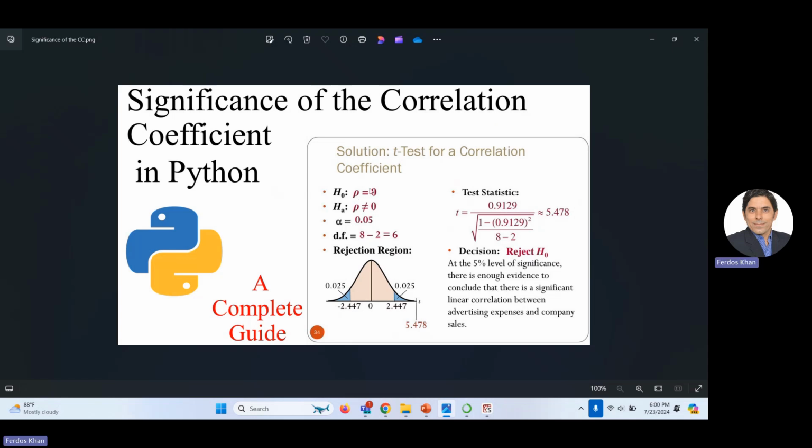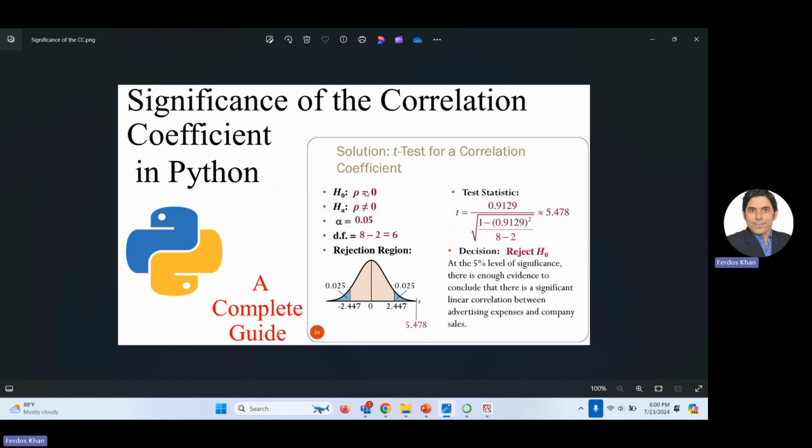Remember that there are two things which are very important: the null hypothesis and the significance level. The significance level determines the rejection region, and the null hypothesis helps you in the decision. So we reject the null hypothesis. What does this mean? This means we accept the alternative hypothesis, that the correlation is not equal to 0. There is correlation. Then you can interpret the results of the test.